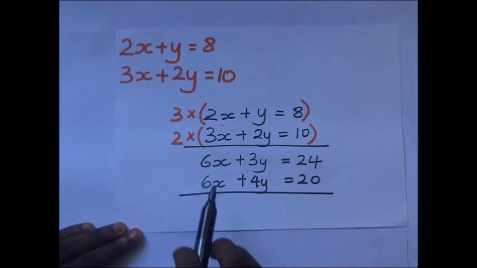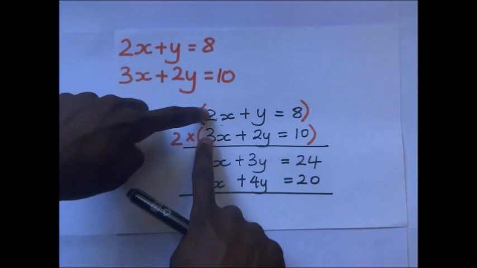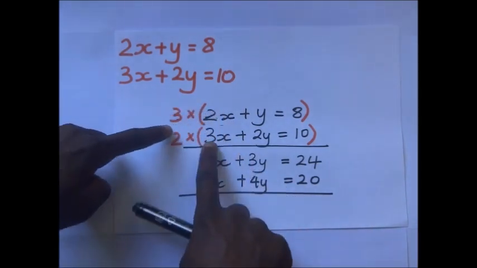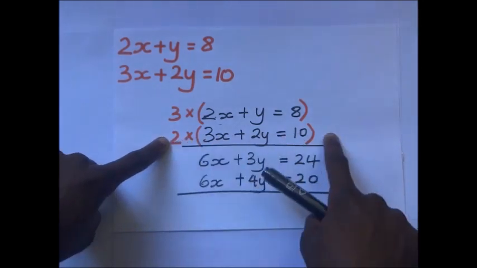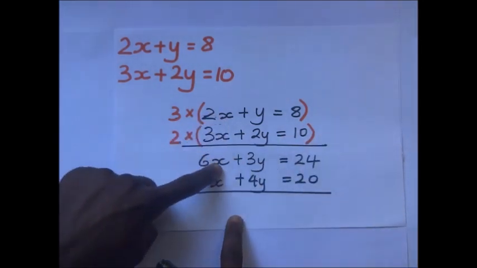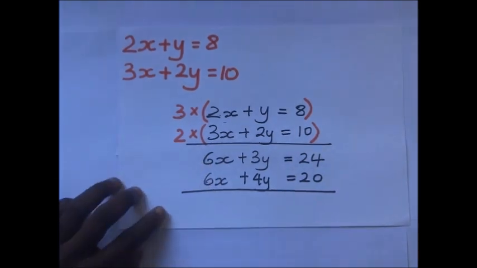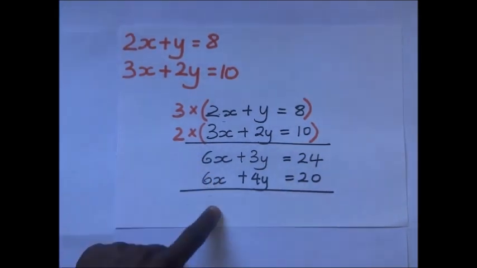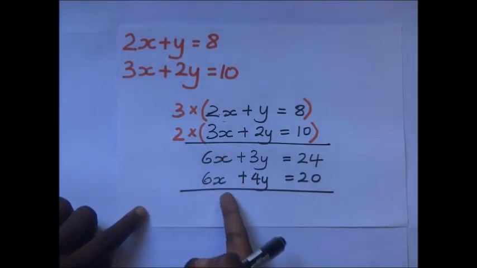Now if you realize that after our multiplication, when we interchange these coefficients like that, and we multiplied by 3 throughout the first equation, and by 2 throughout the second equation, you find that the coefficients of x are now 6. This one is 6, this one is 6. And 6 minus 6 is going to give us 0. So it is now easier to eliminate x at this point.